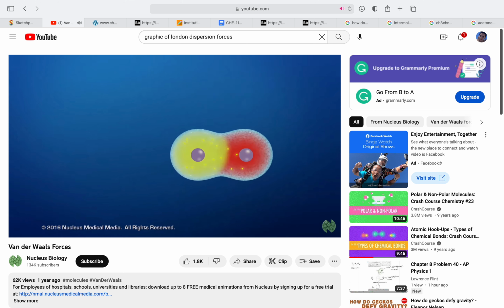The momentary concentration of electrons in this molecule's negative pole can repel the electrons in a nearby molecule toward its opposite end, making the neighboring molecule polar as well.